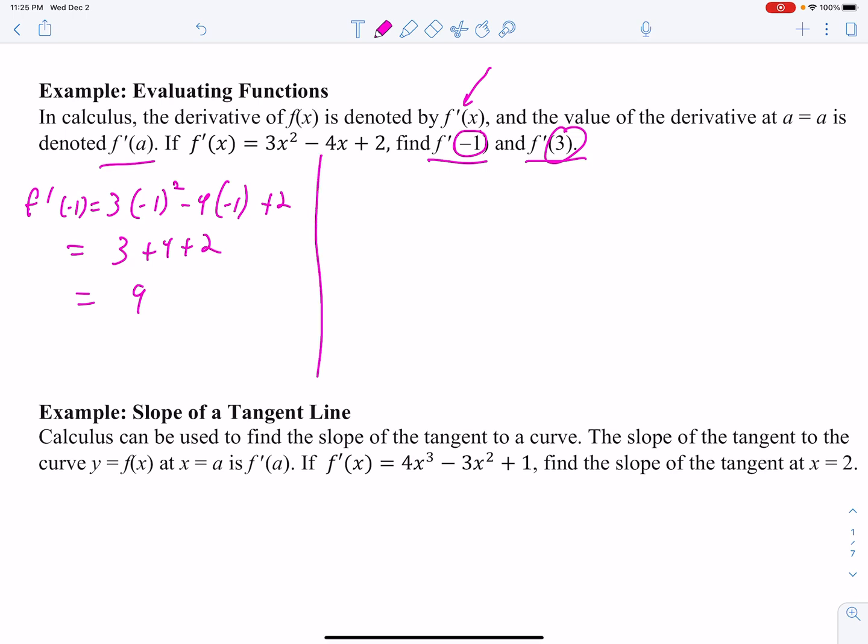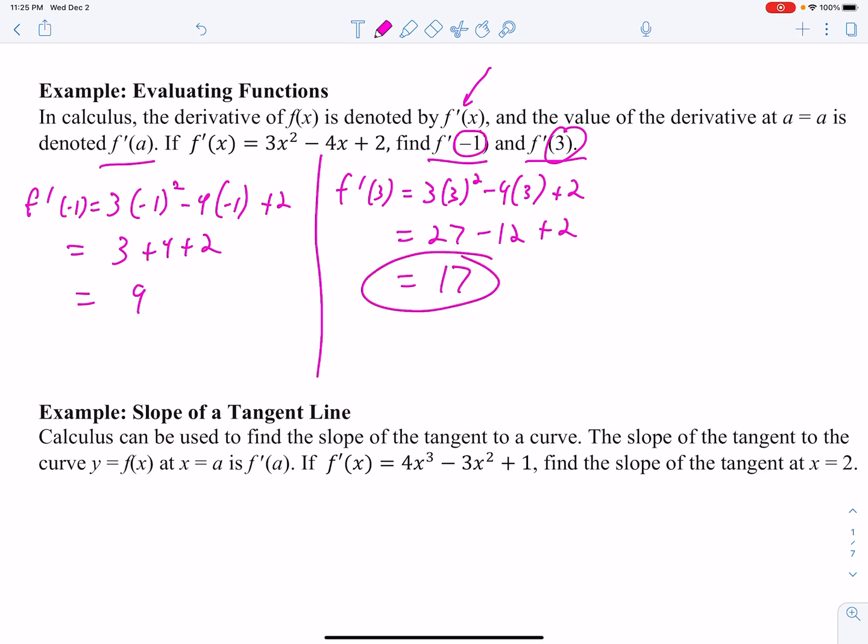All right, and then we'll do f prime of 3. Same thing, plug in a 3 wherever you see an x. Use parentheses appropriately. There we go. So PEMDAS says do the 3 squared first. So 3 times 3 is 9, times that 3 on the outside is 27. Negative 4 times 3 is negative 12. Plus 2, so that should be 17. There we go. All done.